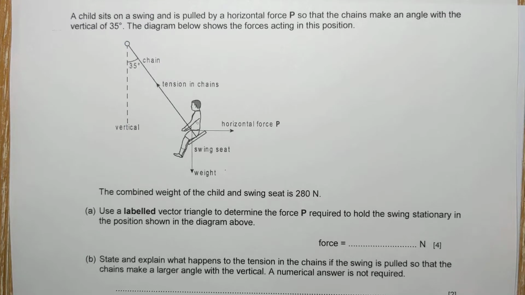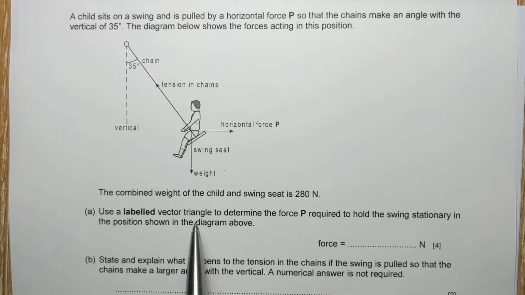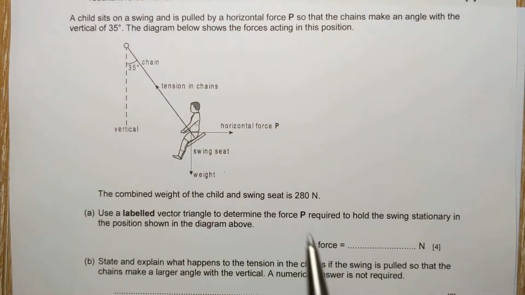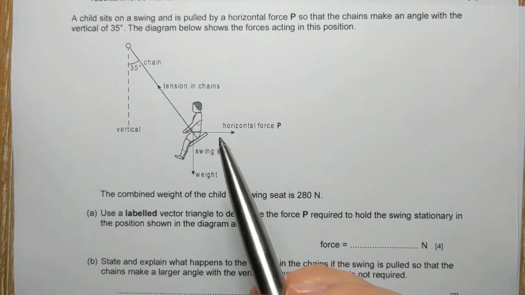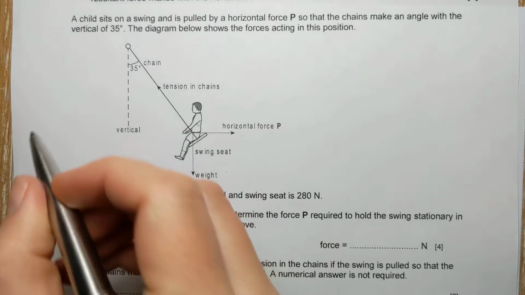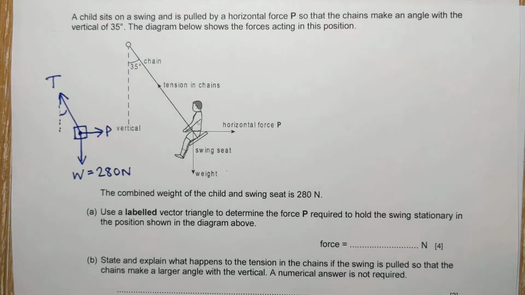So here is question 2 for today, and notice that they say use a labelled vector triangle. So they are telling you you have to do it by drawing one of our triangles like we've just seen. Okay, pause the video now if you'd like to have a go yourself. So we always start with a free body diagram, and we've almost got one here, but I'm just going to draw it again just to make it a little bit clear.